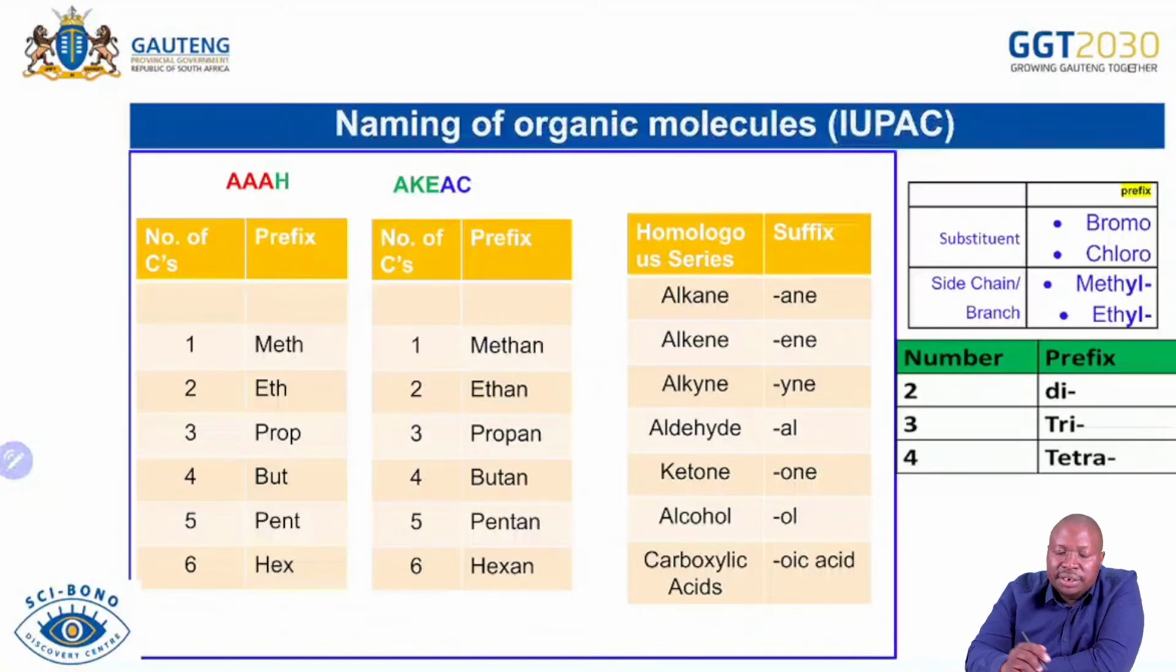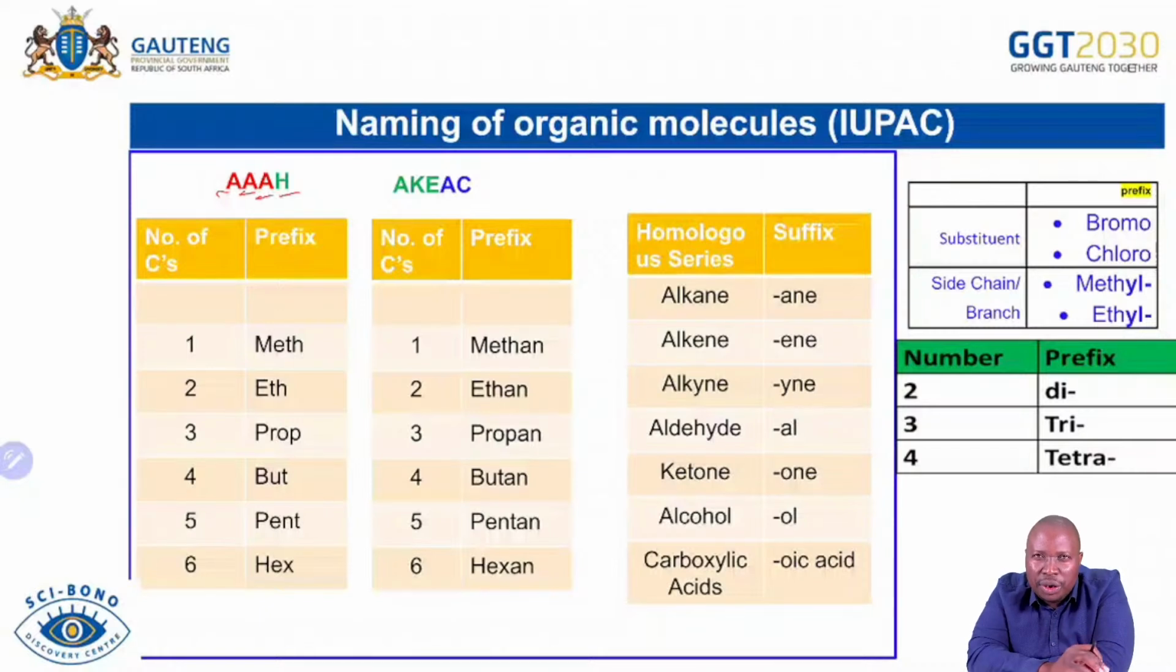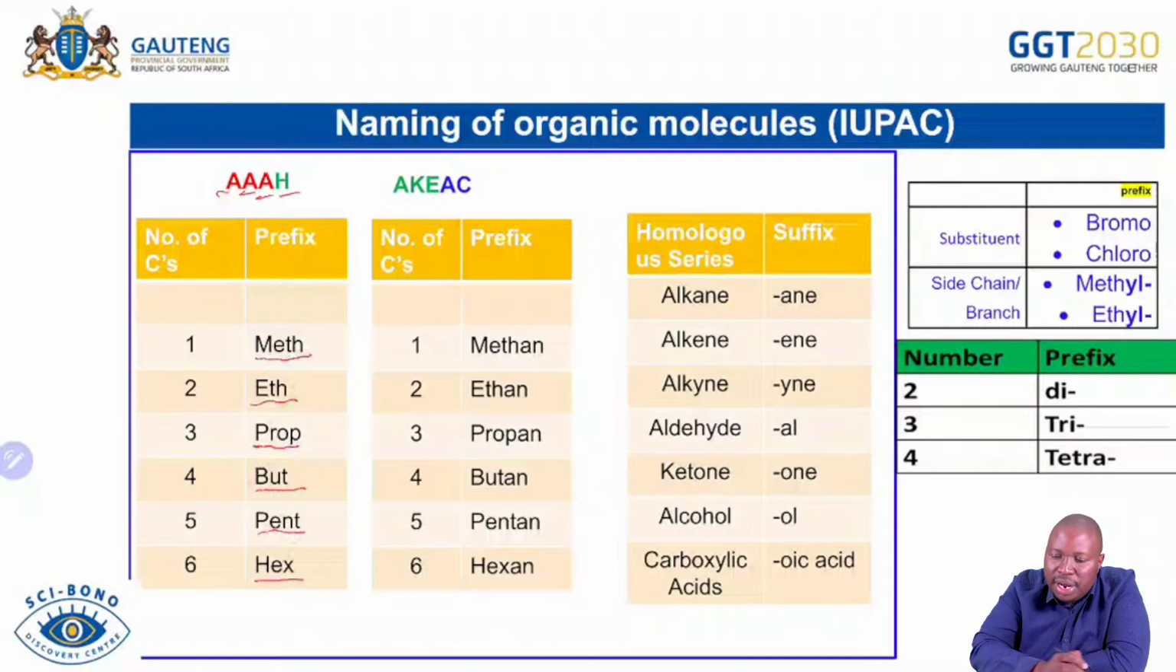Hence, when you find a structure with 1 carbon, this which I'm talking about applies to alkanes, alkenes, alkynes, and haloalkanes. I will tell you later why it applies only to those. Now, if you have one carbon, then we're going to say it's meth. When it's 2 carbons, it's eth, 3 carbons prop, 4 carbons but, 5 carbons pent, and 6 carbons hex.